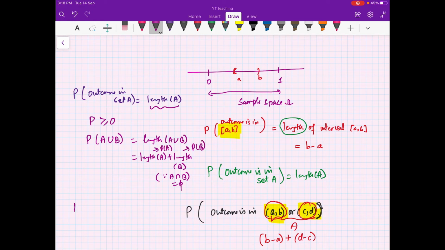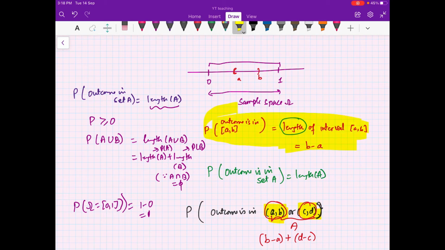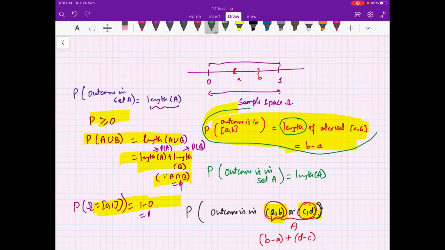And also, what will be the probability of your whole sample space? Your whole sample space omega is 0 to 1, so the probability will be the length, which is 1 minus 0, that is 1. So if I define this as my probability law, then all the axioms are true, right? So in this case, you can define this as your probability law.